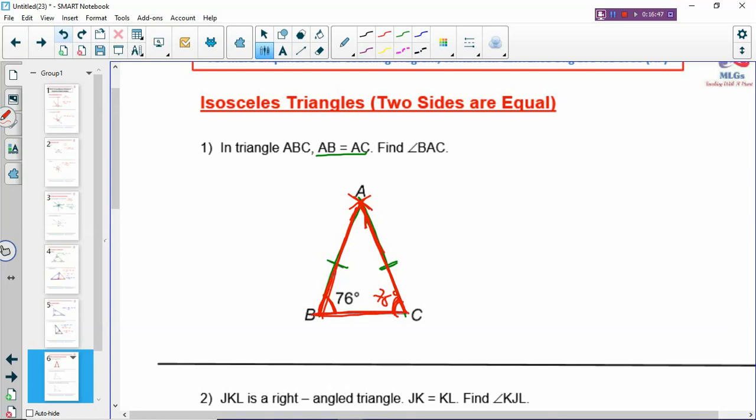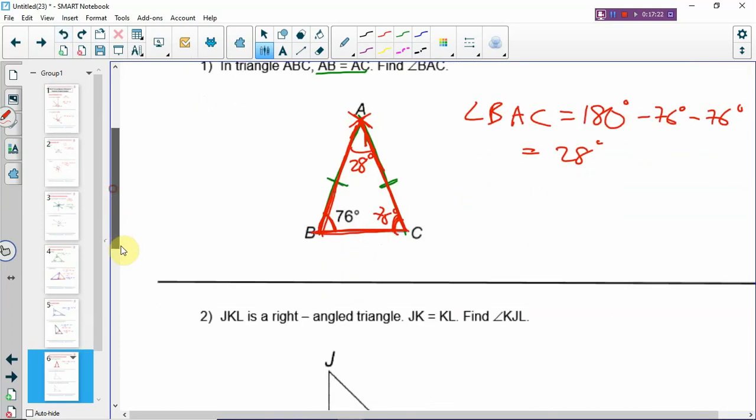So what is angle BAC? Angle BAC is this angle, and how do we find it? You take the sum of angles in the isosceles triangle. You have to recall your earlier properties to continue doing this. So 180 minus the two equal angles, so minus 76 and minus 76. So what do you get? 180 minus 76 minus 76, and you will get 28 degrees. So angle BAC is 28 degrees.